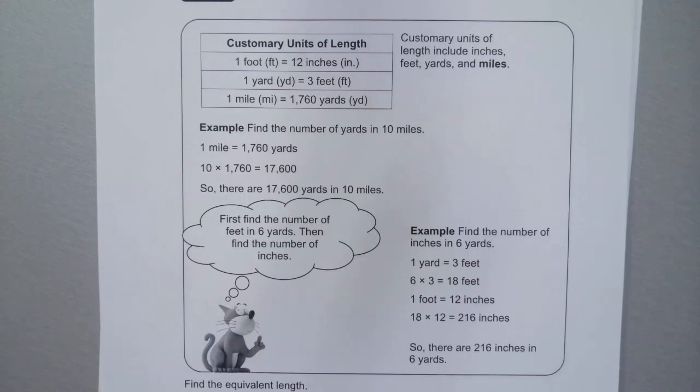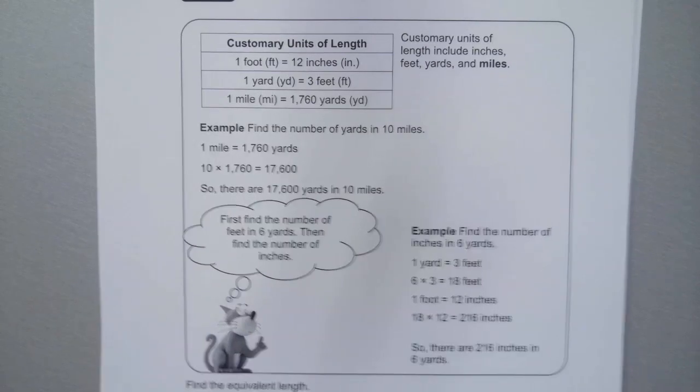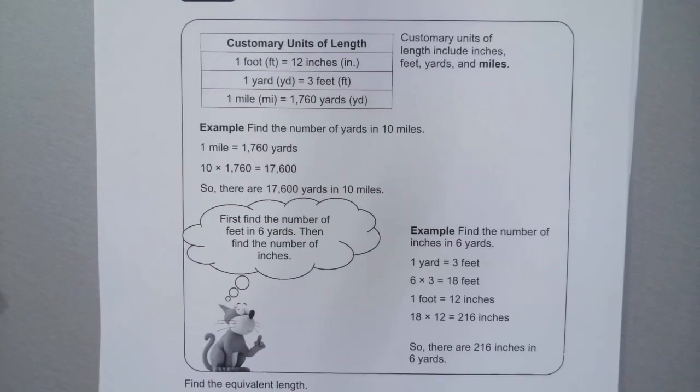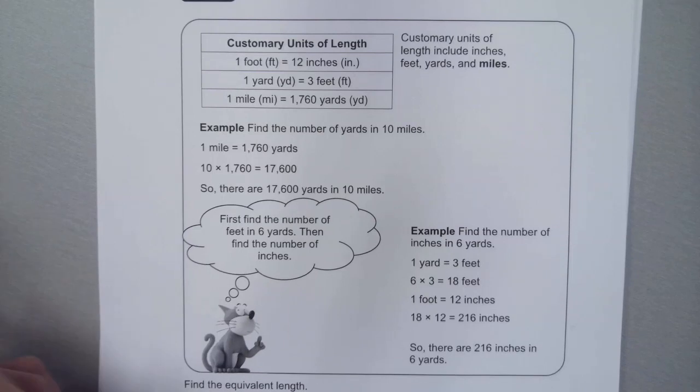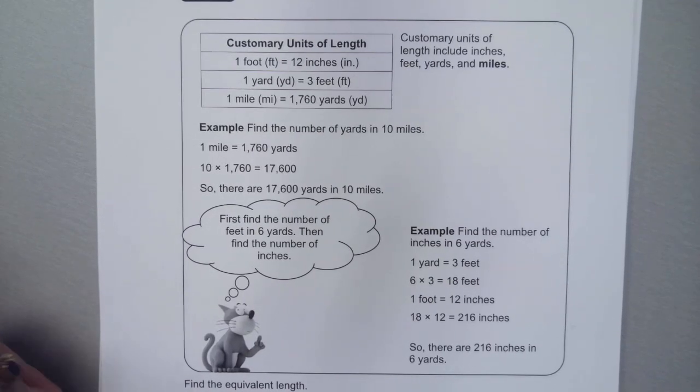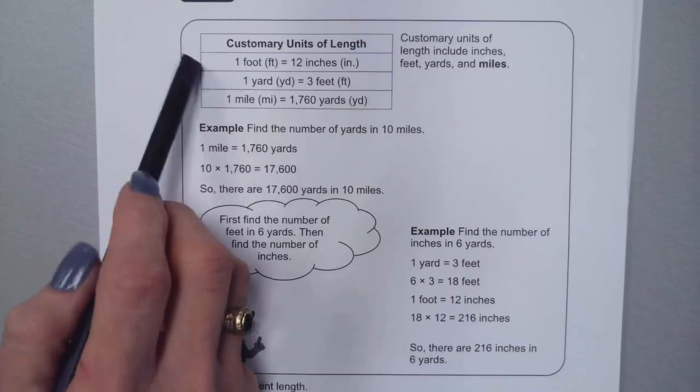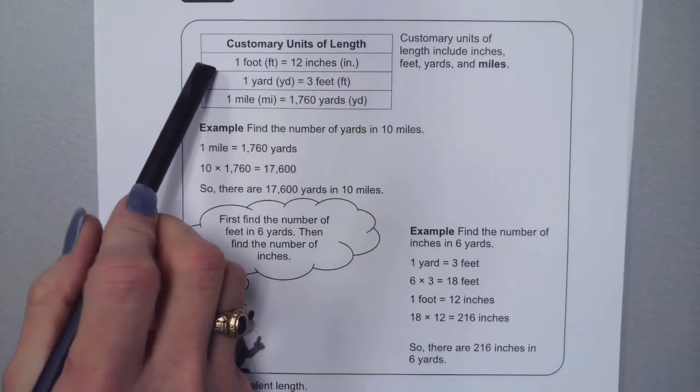All right, this week we are going to be talking about customary units of length, weight, and capacity or volume. You may hear this type of system referred to as customary or standard or imperial. This is the type of measurement system that we use in the United States, and we're actually one of the few nations who still use the customary system of measure.